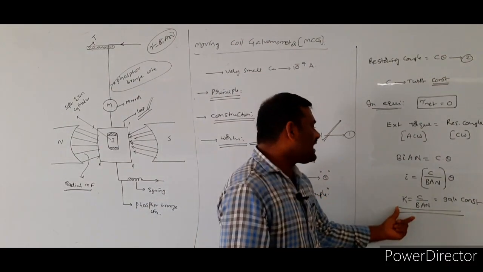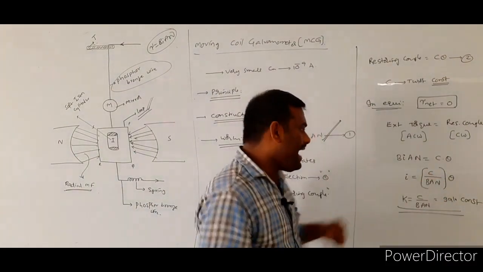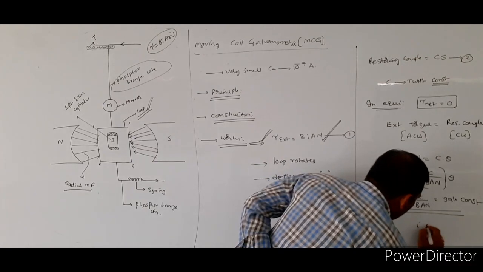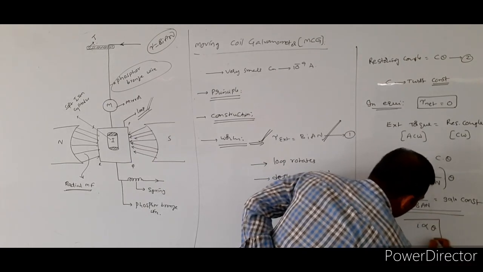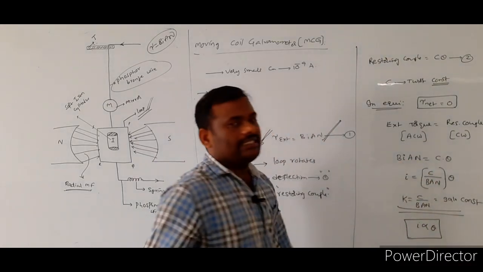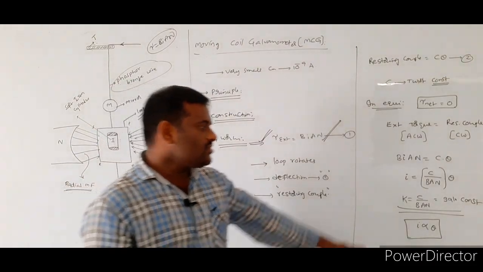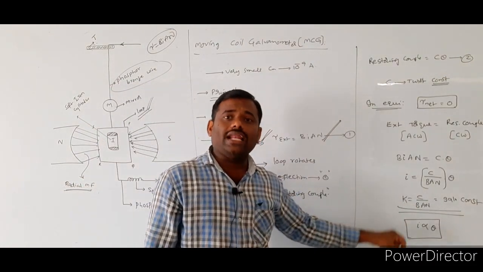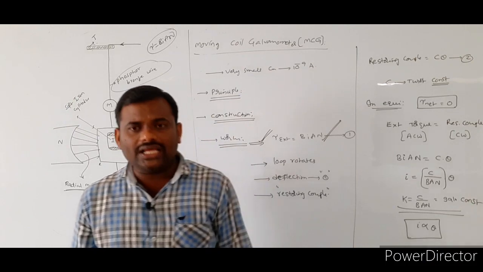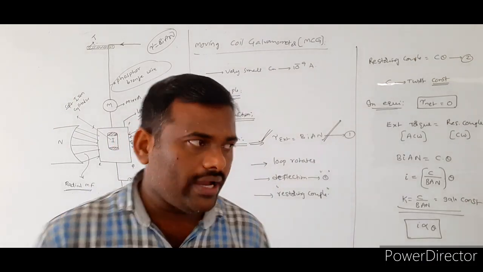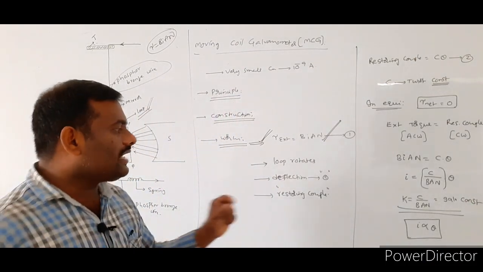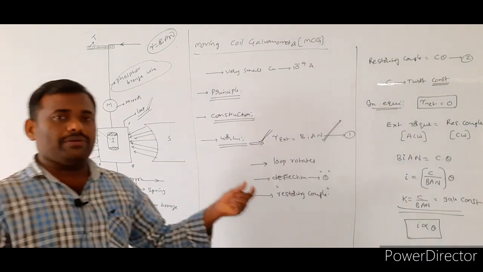If you substitute K in the place of C by BAN, you will get that I is directly proportional to theta. I is directly proportional to what? Theta. So this is the required relation in the case of the moving coil galvanometer. I is directly proportional to theta.